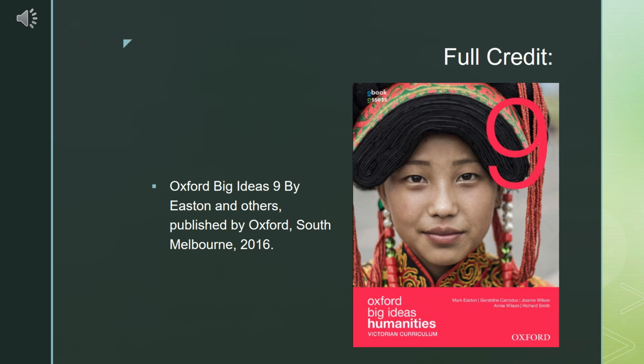Just one more thing, I'd like to give full credit to the textbook where I sourced all of this information. The information contained in this presentation was from Oxford Big Ideas 9, which was written by Easton and others, published by Oxford in South Melbourne in 2016.